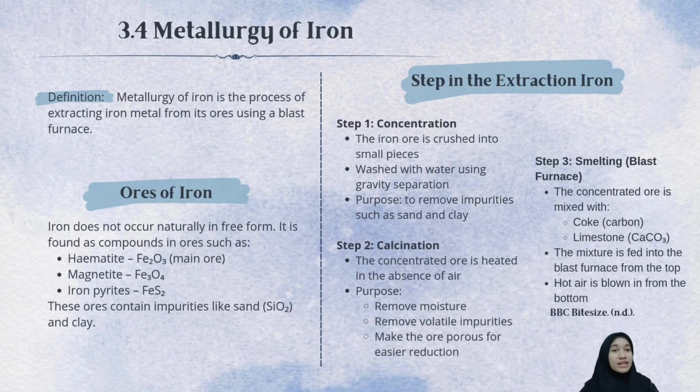The second step is calcination. The concentrated ore that we prepared just now is heated in the absence of air. The purpose is to remove moisture, to remove volatile impurities, and also to make the ore porous for easier reduction. And the last step is melting. We are using the blast furnace, where the concentrated ore is mixed with coke and limestone. This mixture is fed into the blast furnace from the top, and hot air is blown from the bottom of the blast furnace.